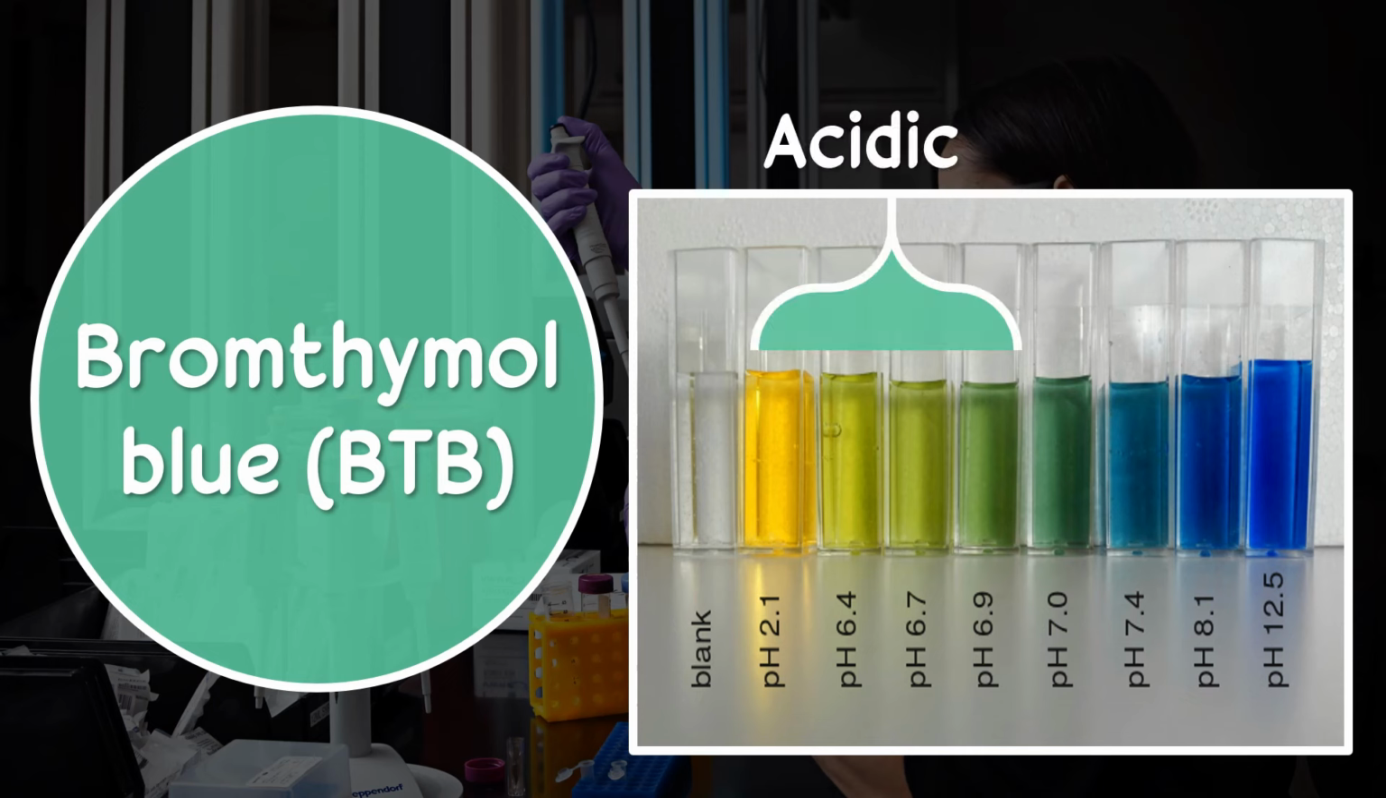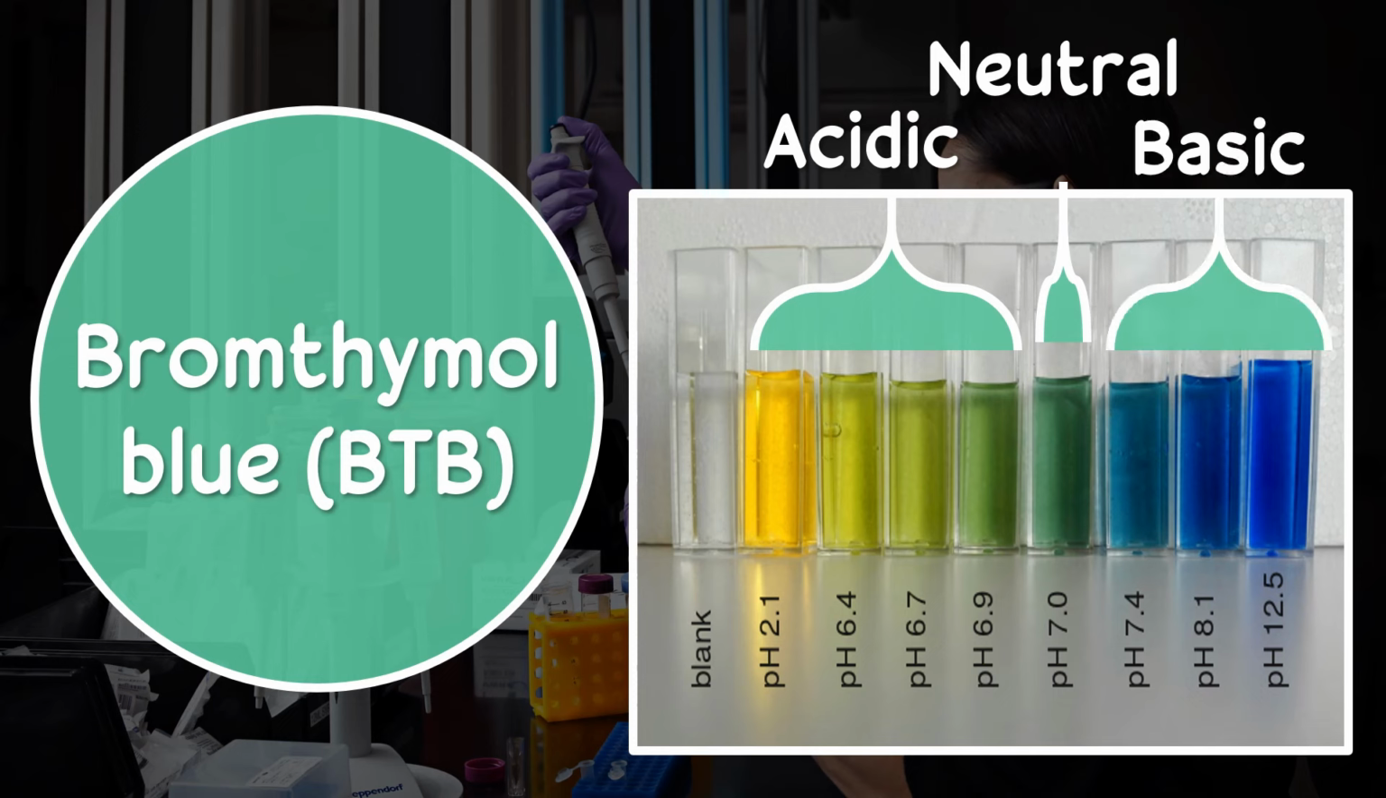Pagpunta natin sa pH 7, bromothymol blue changed into color green because this substance is neutral. Meron siyang pH na 7.0, just like water. At pagpunta natin sa pH 7.4 to 12.5, they are bluish to blue because these substances are basic. They change the color of the aquamarine BTB to blue. So, bromothymol blue changes to yellow if an acid is present, and it changes to blue when a base is present.